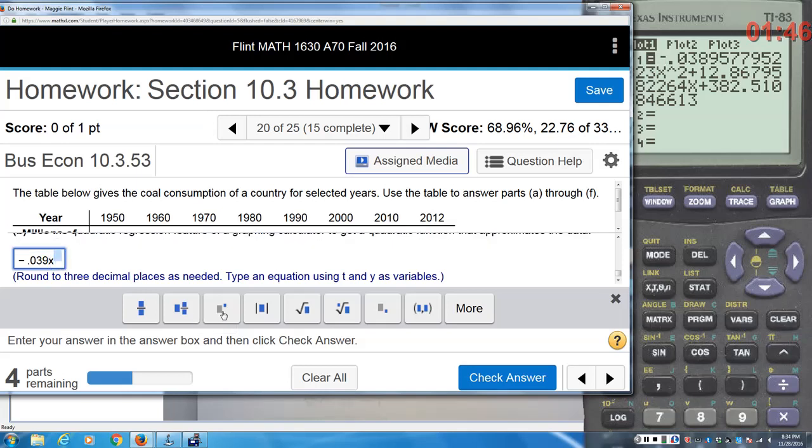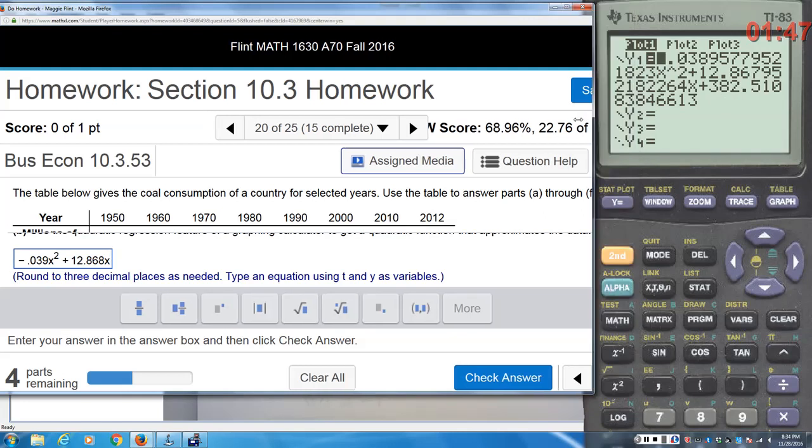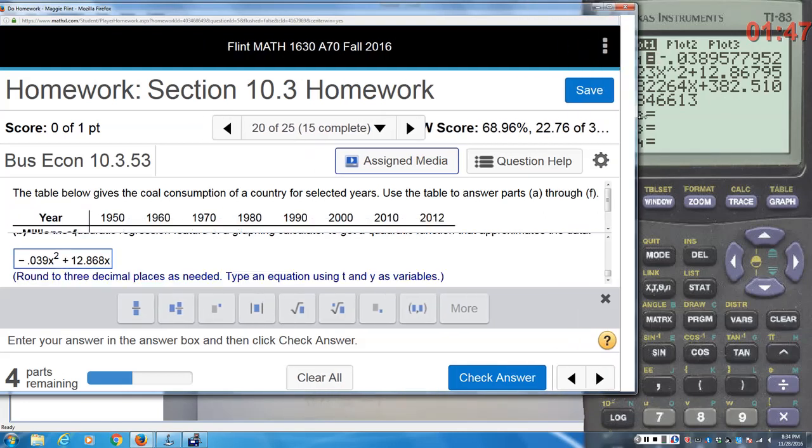X to the third. I'm sorry, not to the third, x squared. My brain wants so badly for that to be cubic because I know that's what works. Plus 12.868 x plus 382.511.